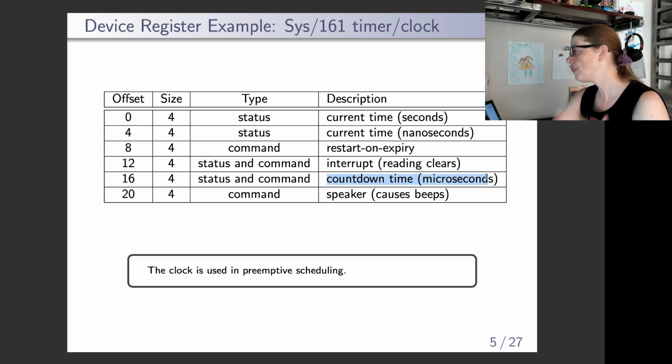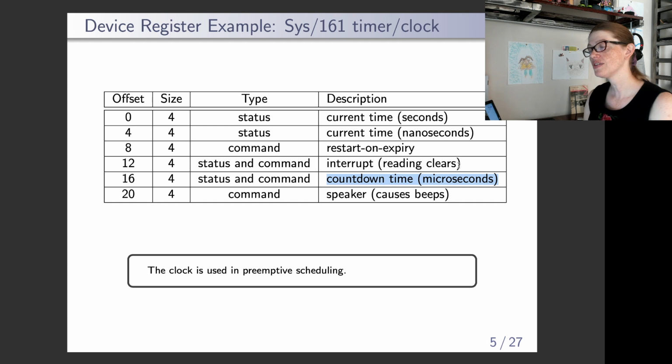And so if you want the clock to automatically restart the countdown when it reaches 0, then you will also write to the restart on expiry command register. So what you would do is you would first write to restart on expiry to indicate I want the countdown to restart once it's done. Then you would write your 40 milliseconds, of course converted to microseconds, to the countdown time register. And then the interrupt still fires, but we don't have to restart the countdown manually. So that's kind of cool.